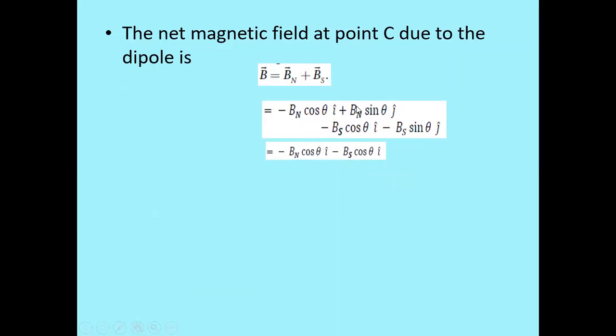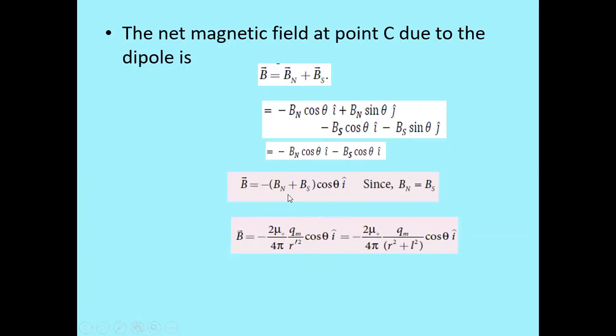Here sine theta and this sine theta will get cancelled. Bn and Bs are equal, so this will get cancelled. So you will get minus Bn cos theta I vector minus Bs cos theta I vector. So what will you get? B is equal to minus (Bn plus Bs) cos theta into I vector.